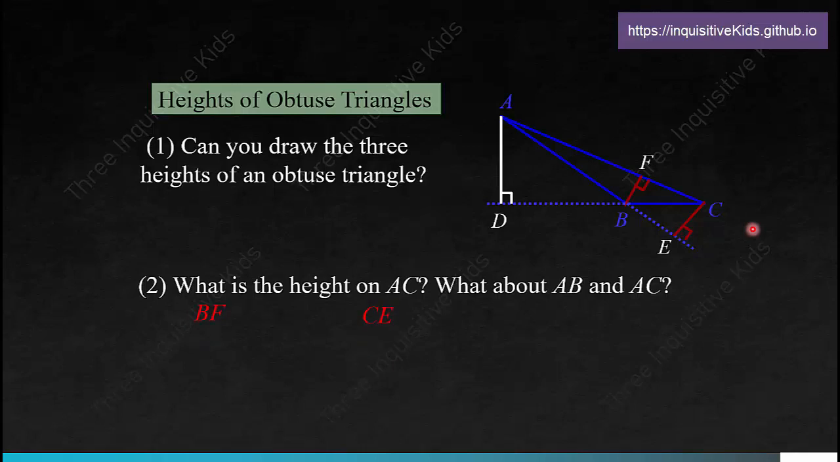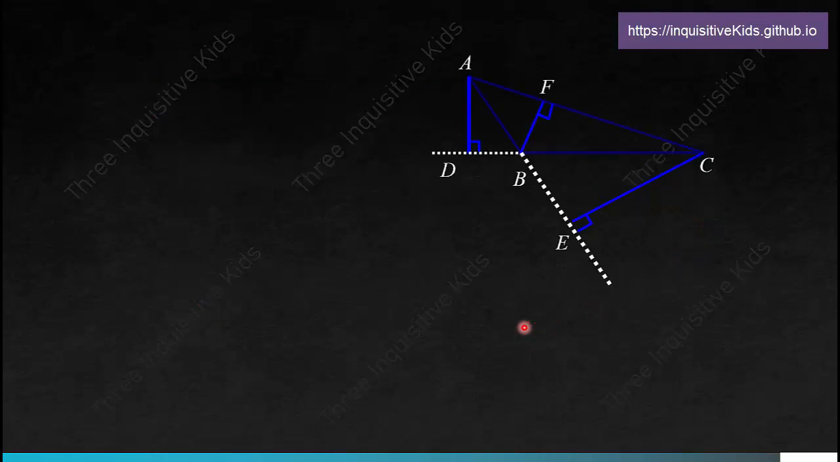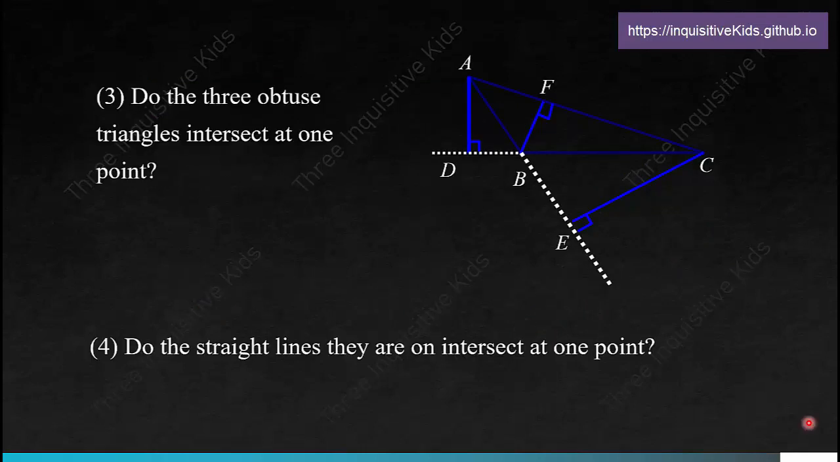So what is the height on AC? What about AB and BC? So what is the height on AC? BF. What is the height on AB? CE. And what is the height on BC? AD. 3. Do the 3 heights of the obtuse triangle intersect at one point? And 4. Do the straight lines they are on intersect at one point?